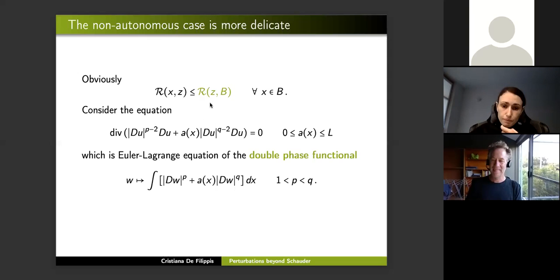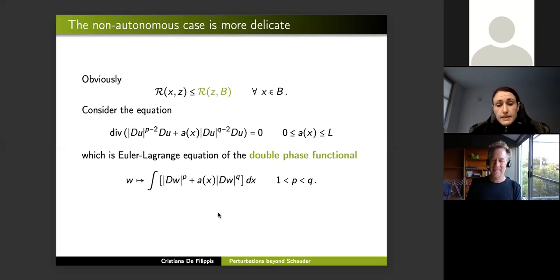But let me show you an operator in which the role of the non-local ellipticity ratio proves to be crucial for determining properties of the operator itself. So if we look at this equation, which is nothing but the Euler-Lagrange equation of the double phase functional |Dw|^p + a(x)|Dw|^q, which is quite simple, right? It is the p-Laplacian plus a non-negative weight times the q-Laplacian. That's it. P and q, of course, the interesting case is when p is strictly less than q.